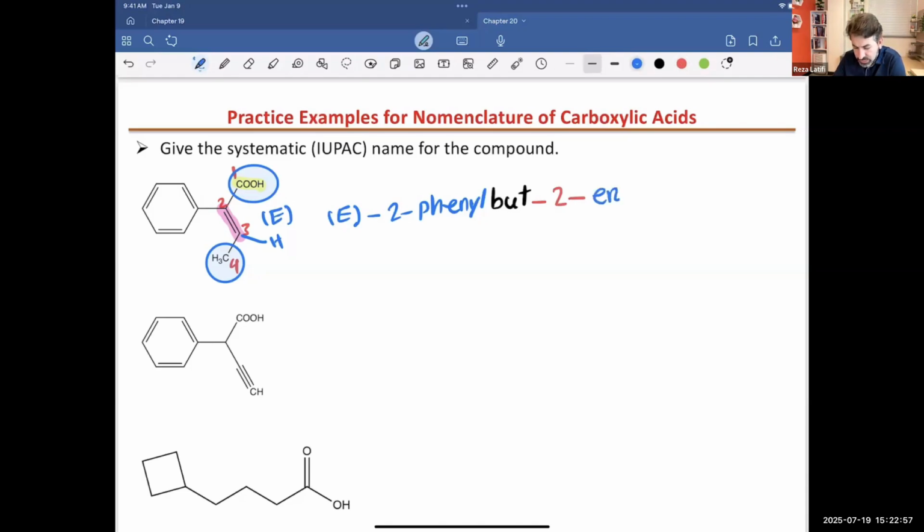Okay, ENE. If your compound is made of just carbon and hydrogen, and you have a double bond, you say ENE, and that's it, you're done. But because I know I have another functional group, I need to erase this E and replace it by OIC and say acid. And that's going to be the full name of the compound.